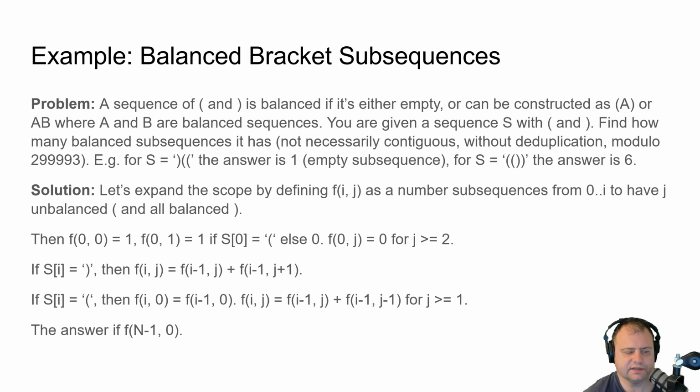If Si is equal to an open parenthesis, then the only way to achieve zero balance is to not take it into our subsequence, and Fi0 is equal to Fi minus 1, 0. And then for j more than or equal to 1, we can take it. So the balance has to be lower for the previous subsequence, F i minus 1, j minus 1, or if you don't take it, it's Fi minus 1, j. And finally, the answer is Fn minus 1, 0.